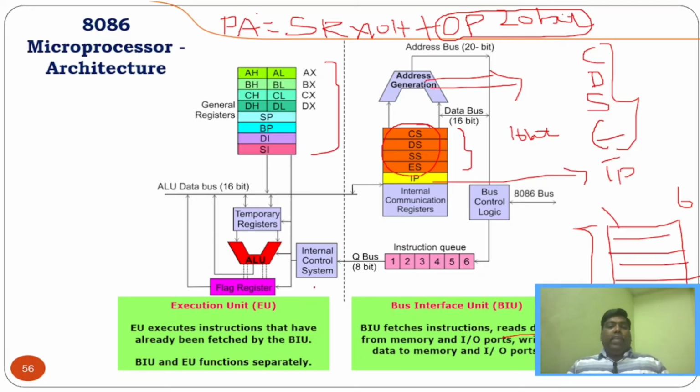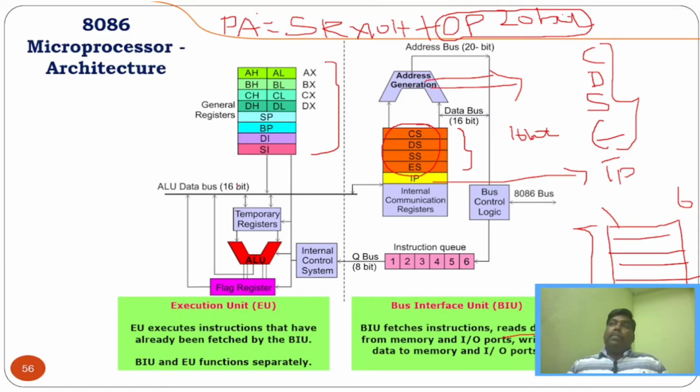Very importantly, we have the ALU, the arithmetic logic unit, which performs arithmetic and logic operations, and based upon the result of the ALU, the corresponding flags in the flag register will be set. We have a 16-bit flag register in 8086. I'll explain the complete flag register in detail. Apart from the ALU and internal control system, the execution unit has general purpose registers.